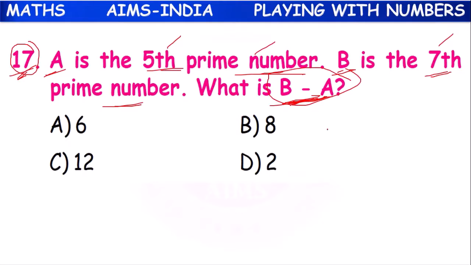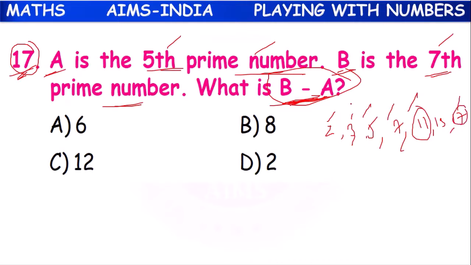What is the 5th prime number? 2, 3, 5, 7, 11, 13, 17, these are the prime numbers. The 5th prime number is 11: 1, 2, 3, 4, 5, so 11. What is the 7th prime number? 17. B minus A, 17 minus 11. How much? 6. So option A is the correct answer.